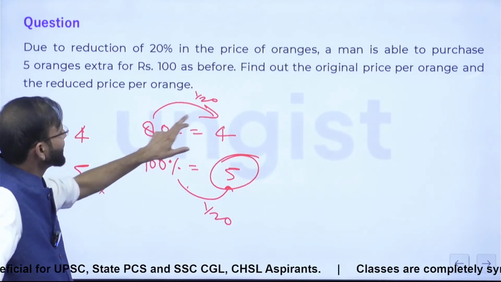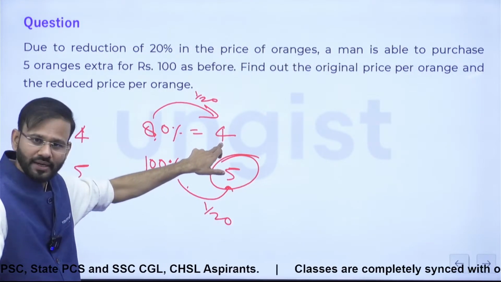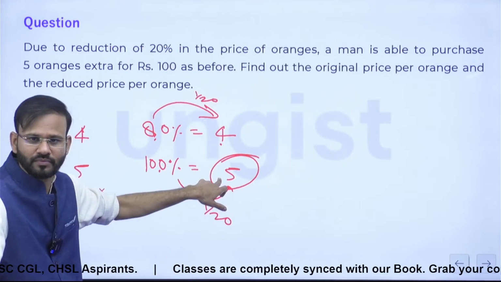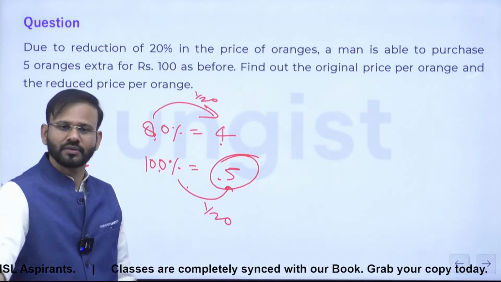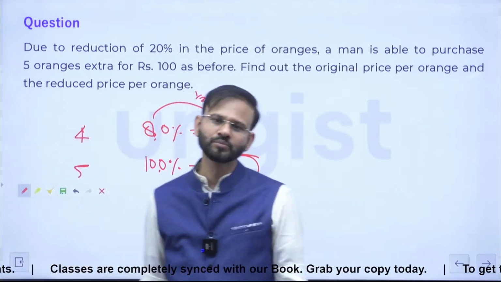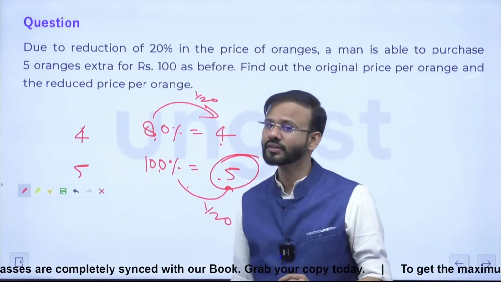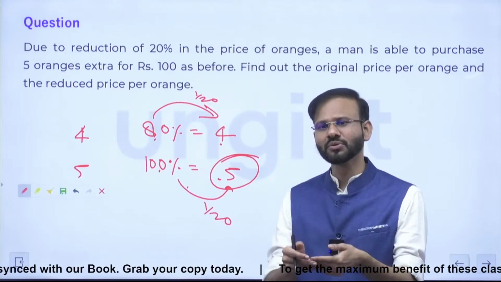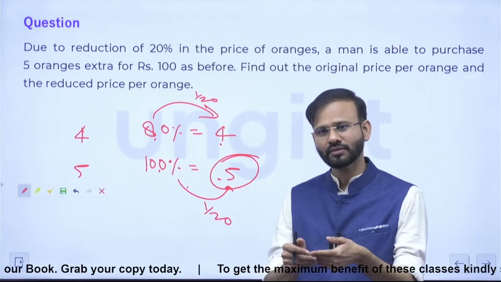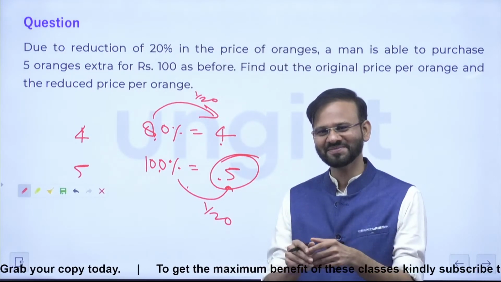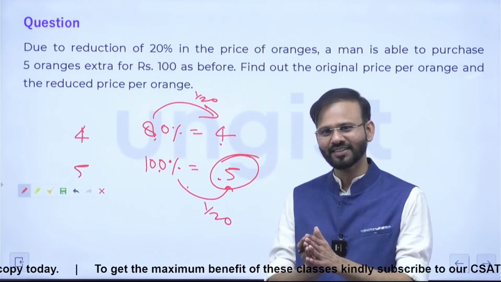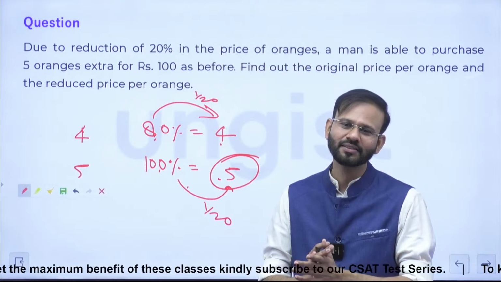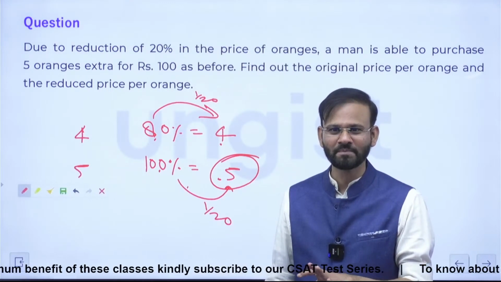80% of the original price is equal to 4 rupees. Then 100% of the original price will be what? Why are we taking that 80%? अगर कोई वैल्यू अपना 20% डिक्रीज करेगा तो कितना हो जाएगा? 80%। वैशाली, अगर कोई वैल्यू 20% डिक्रीज करेगा तो कितना हो जाएगा? 80% हो जाएगा ना? नहीं हो जाएगा?